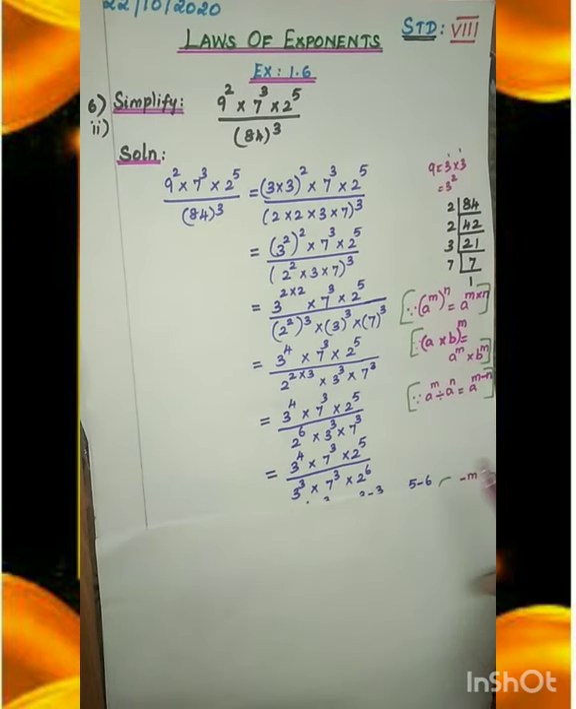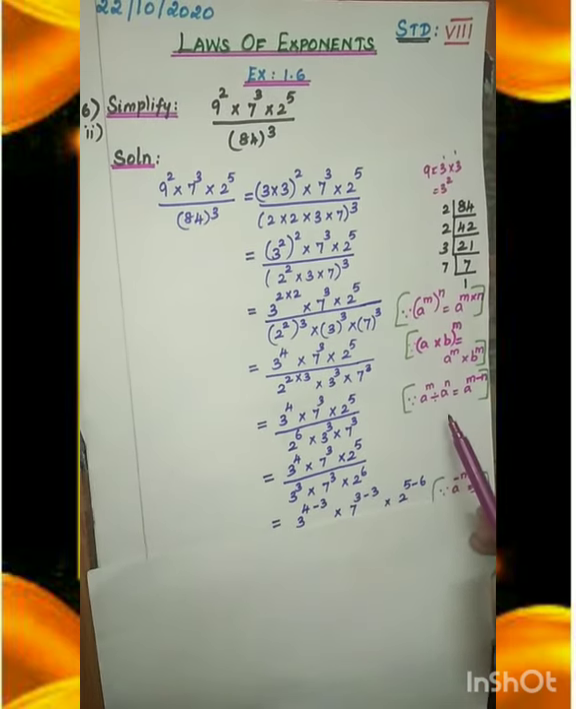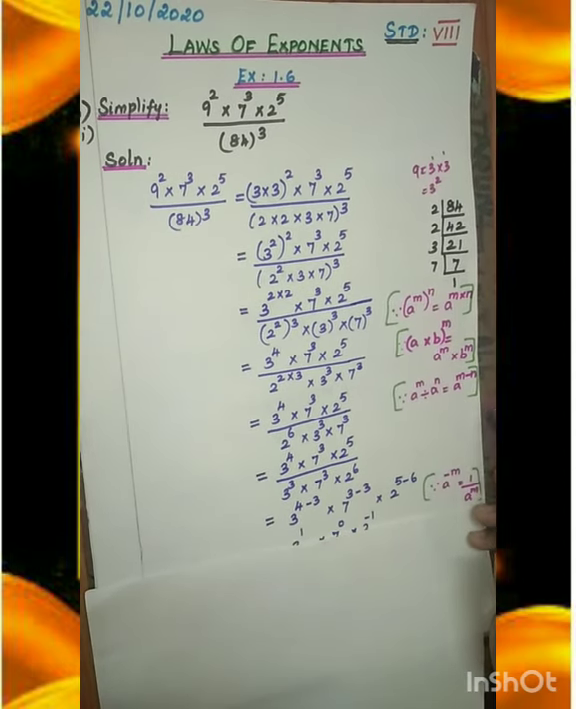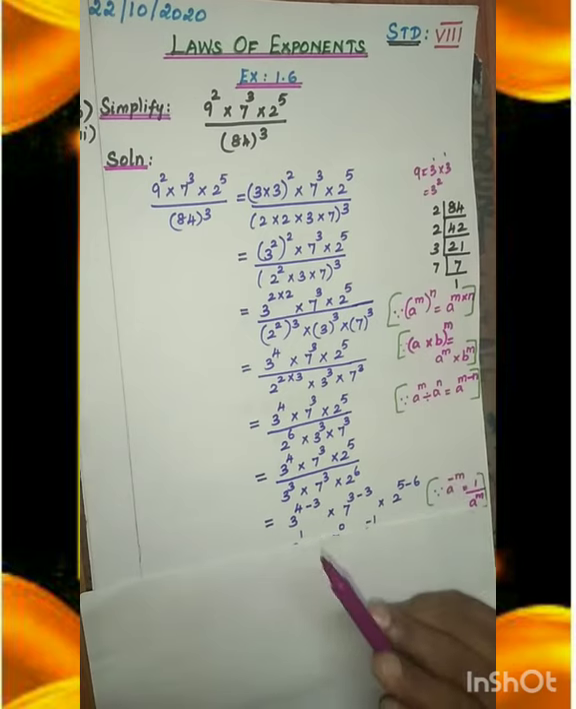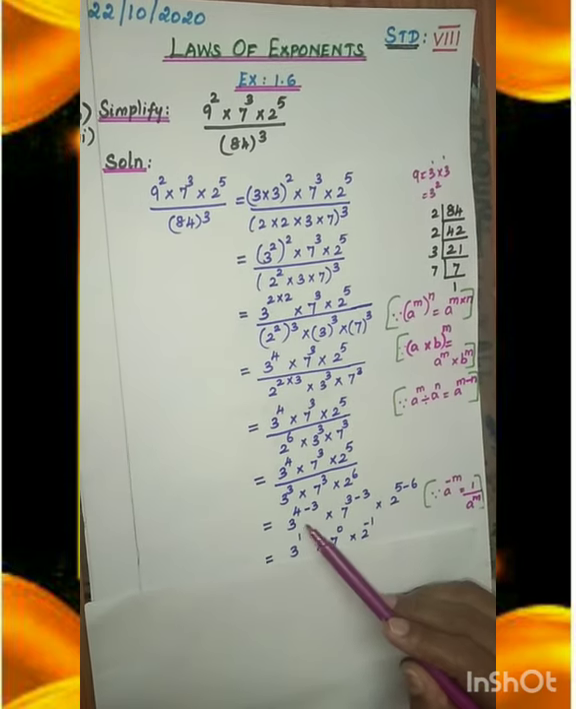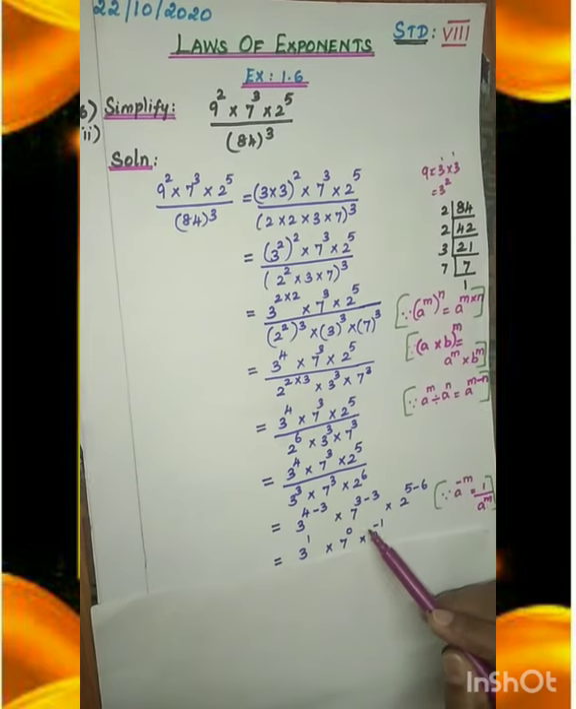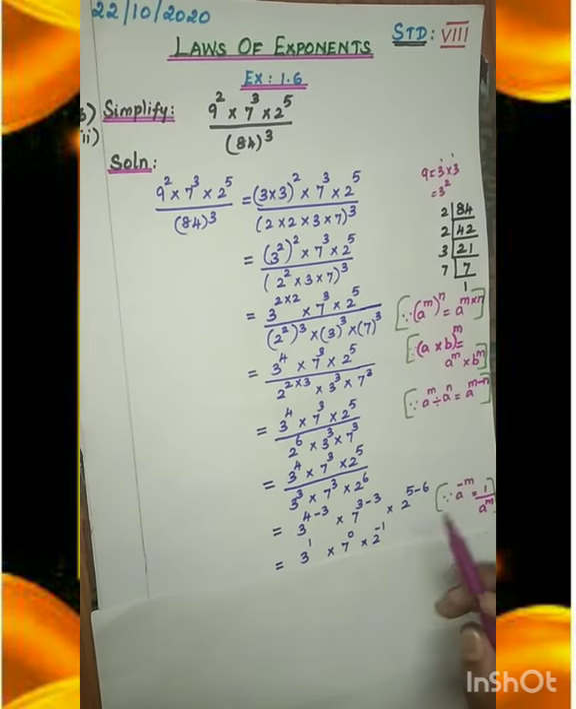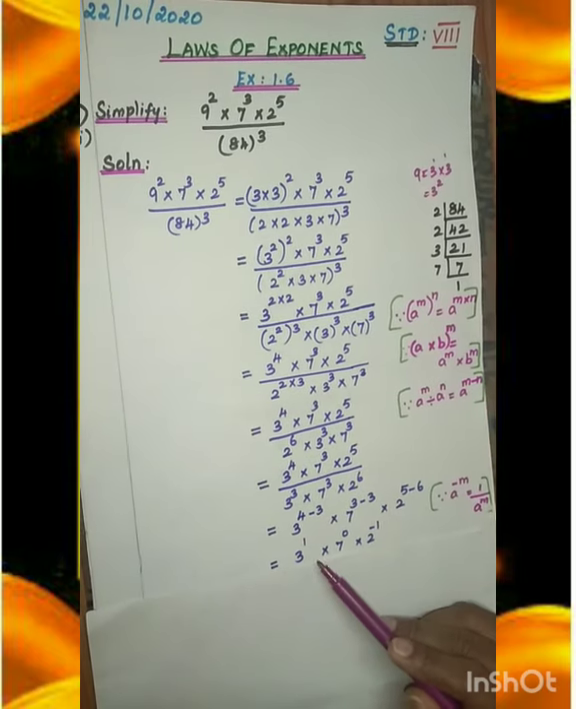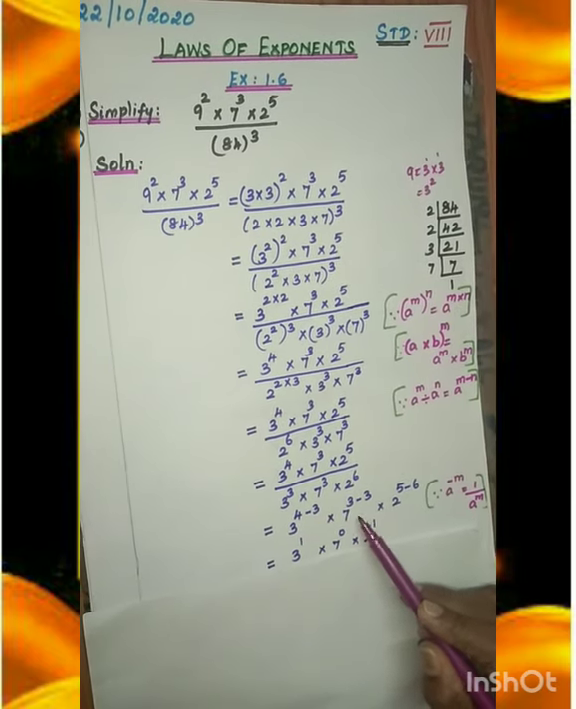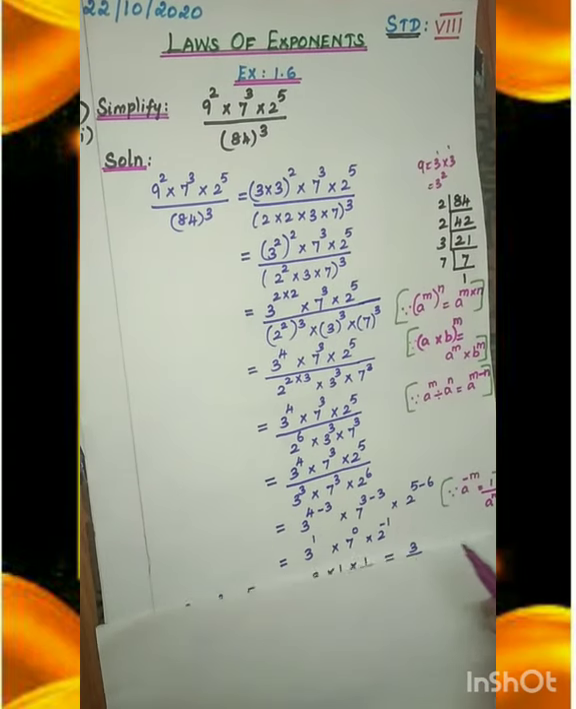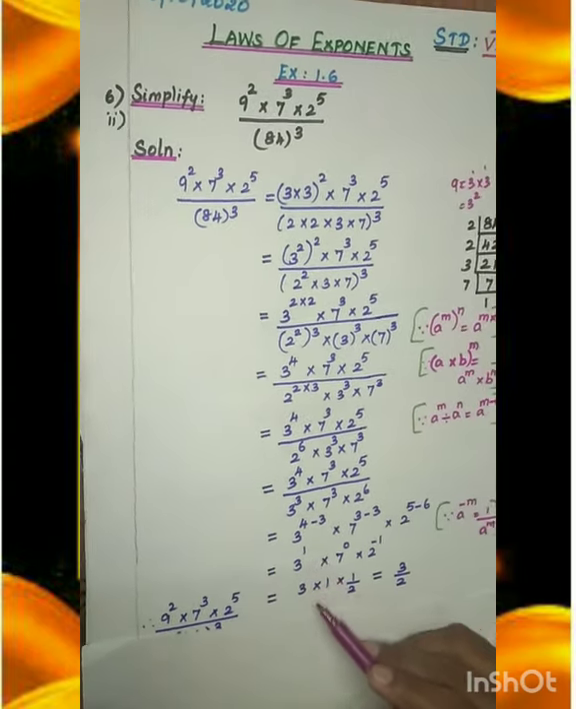Now we are going to apply the quotient rule. The quotient rule is a power m by a power n equal to a power m minus n. So when we have the same base, we can subtract the exponents. So 3 power 4 minus 3, into 7 power 3 minus 3, into 2 power 5 minus 6. So 3 power 4 minus 3 is 1. Then 7 power 3 minus 3 is 0, into 2 power 5 minus 6 is minus 1. Then 3 power 1 is 3.